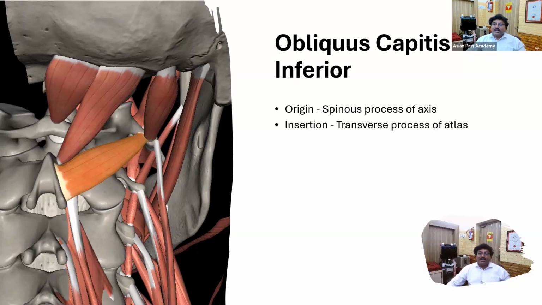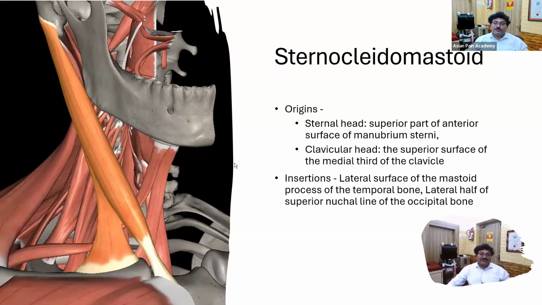And remember, it is very easy to find the inferior oblique muscle. The inferior oblique also serves as a target to find out the specific cervical level, especially which vertebra is C2. By seeing this muscle, we can find out that the spinous process is C2.